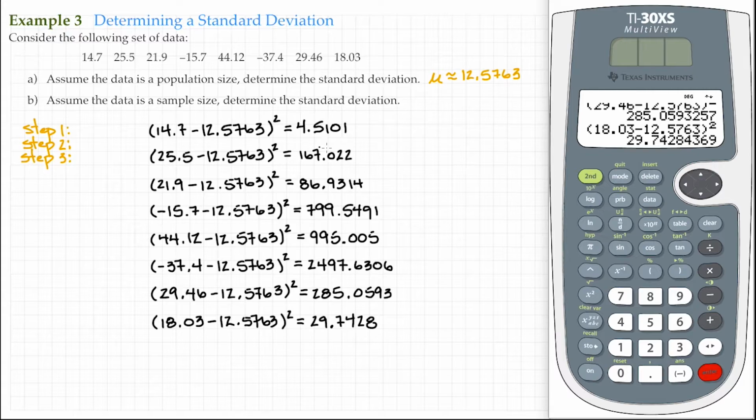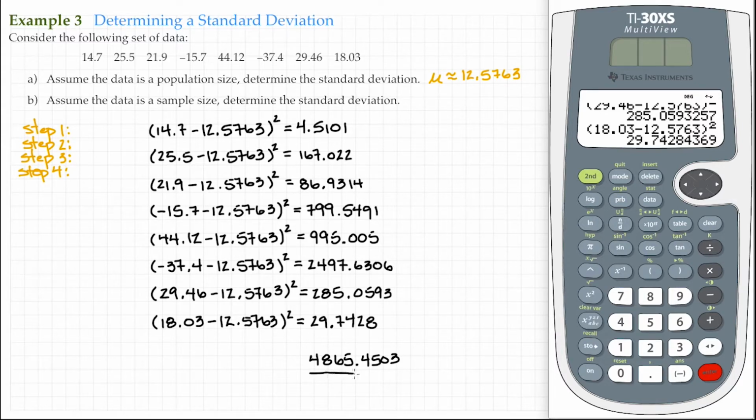So now that we have all the deviations squared in here, our next step, step 4, is we then sum it all up and divide by the population size, which is 8. 1, 2, 3, 4, 5, 6, 7, 8. So when I sum all this up, it comes out to be 4,865.4503. Again, we're going to be doing 4 decimals. That's going to be plenty.